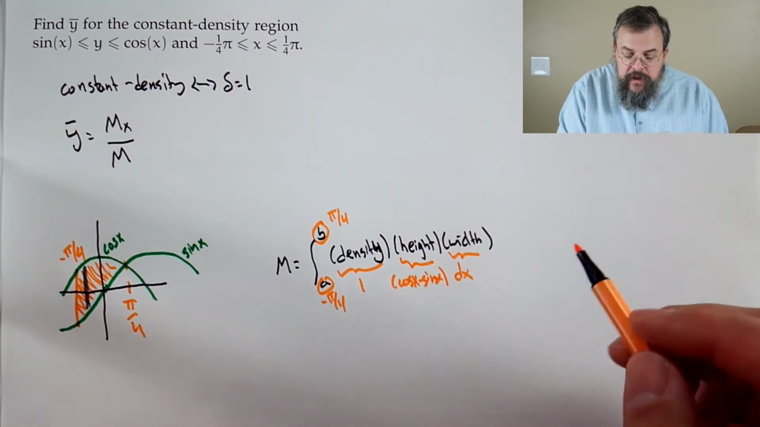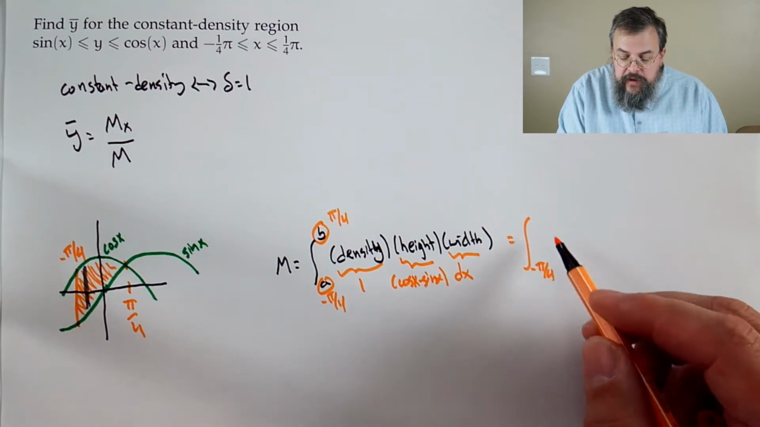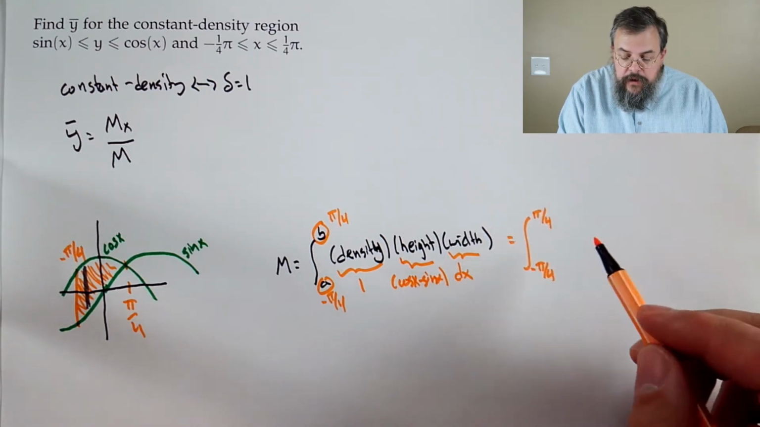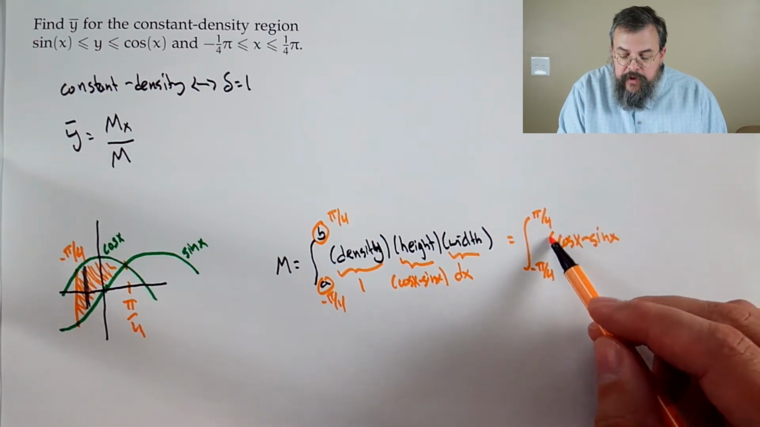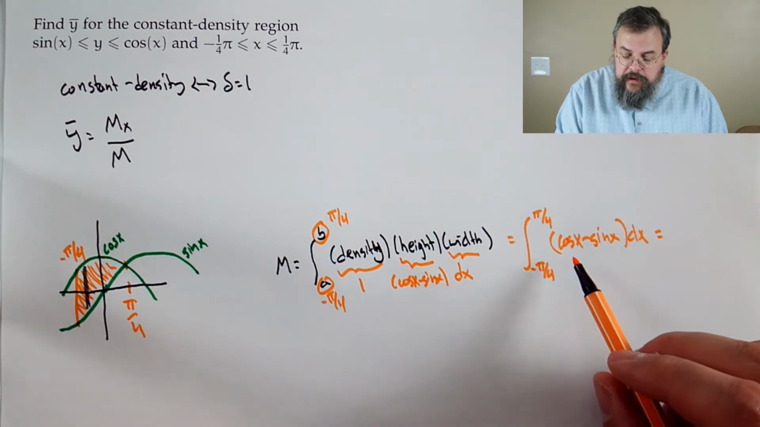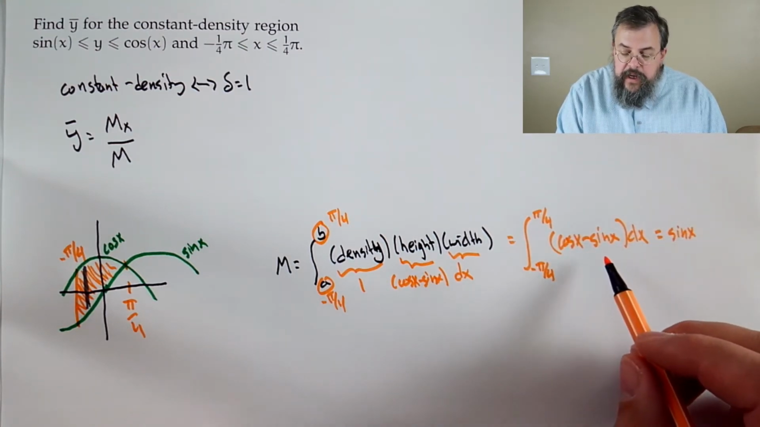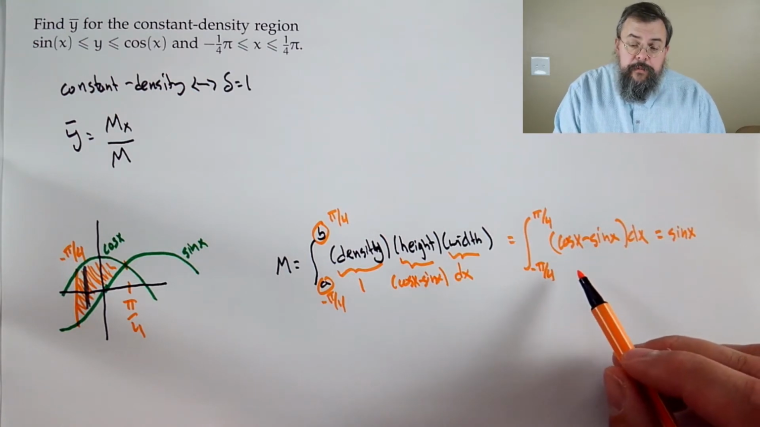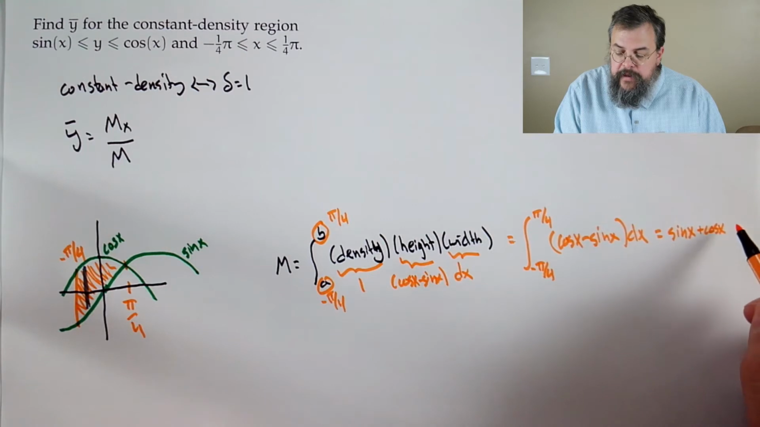So this is not such a bad integral. Actually, one we can do, no problems. Cosine x minus sine of x. Well, integrate that. What do we have? Integral of cosine is sine. Integral of sine is negative cosine. Of course, because we already have a negative there, it becomes a plus cosine. Evaluate from negative pi over 4 to pi over 4.